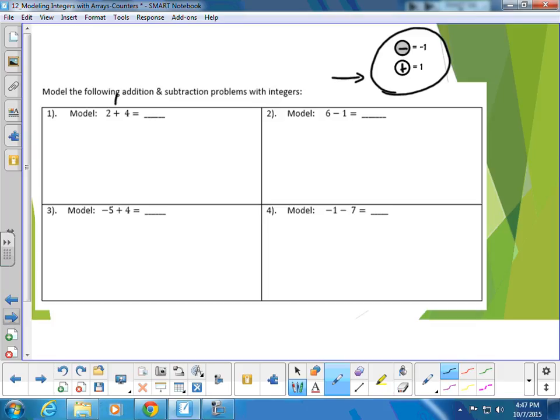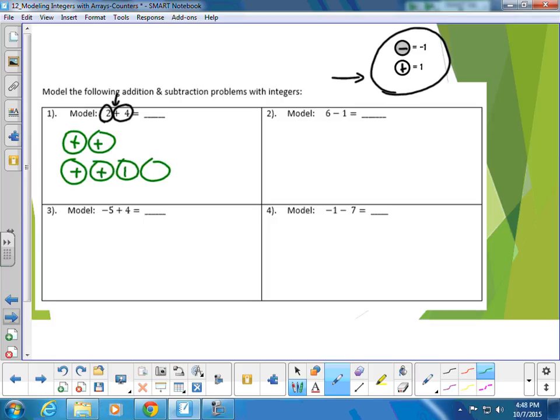Do I have double signs? No, I do not. So I'm just going to circle my integers with the sign in front. And then I'm going to draw what I have. I have 2 positives. So here's my 2 positives. And then I have 4 positives.